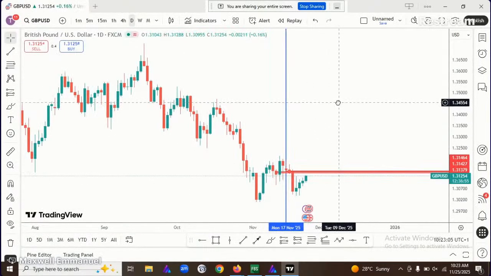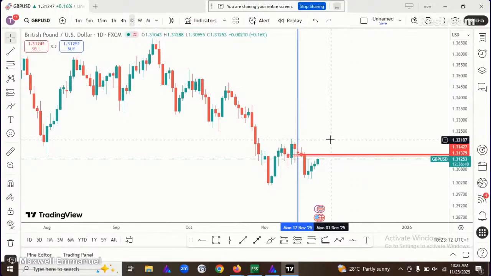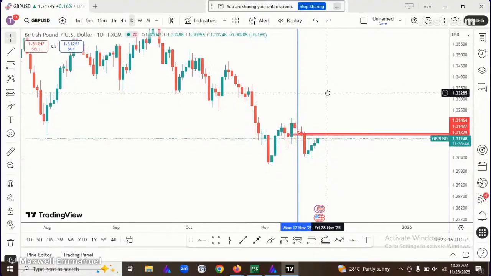Okay, so I'll be using the average strategy that I shared yesterday with you guys. I'm going to use the average strategy, not to complicate things. The average of yesterday's candle.